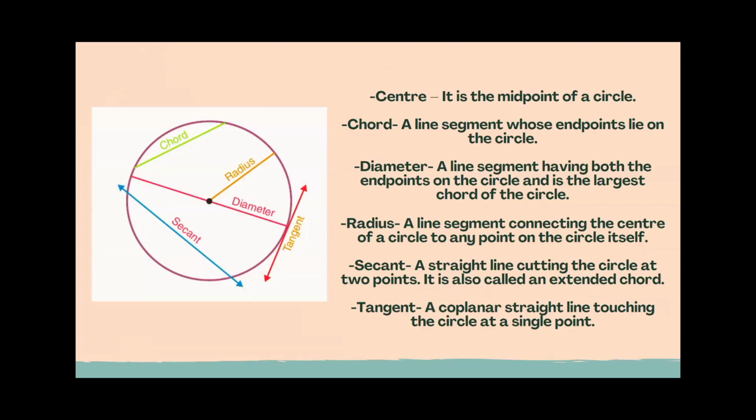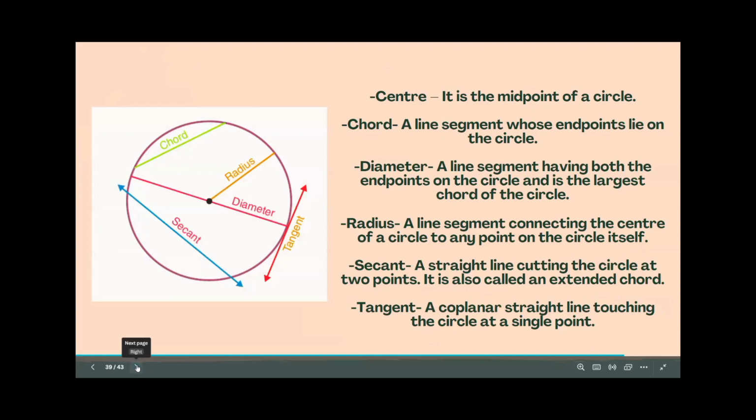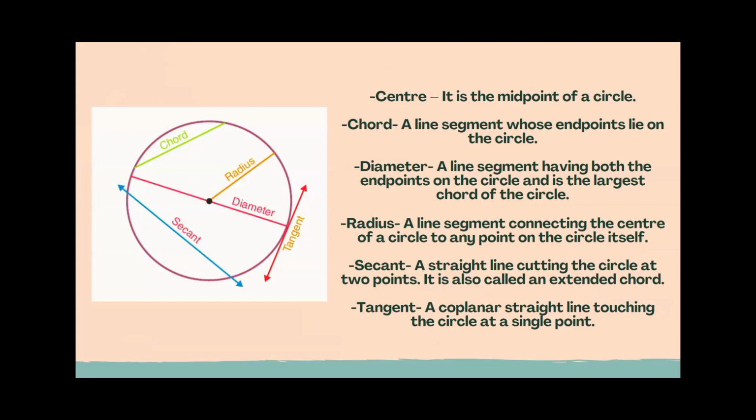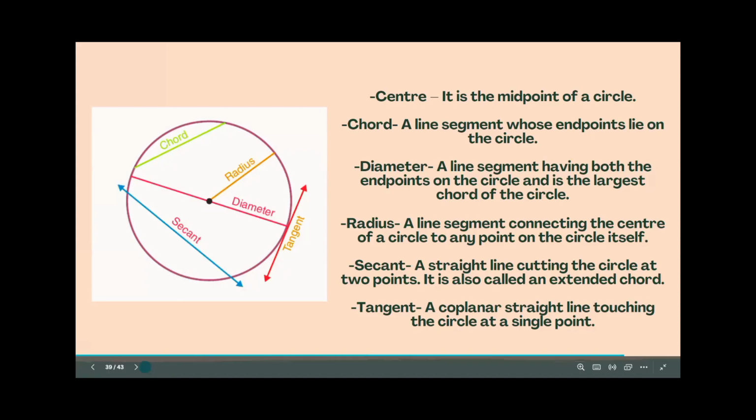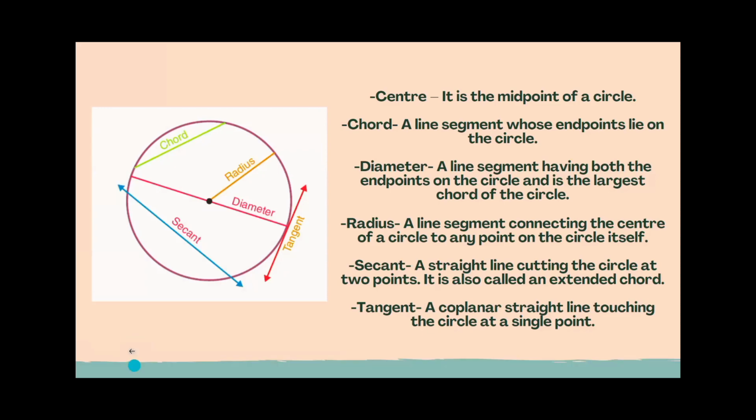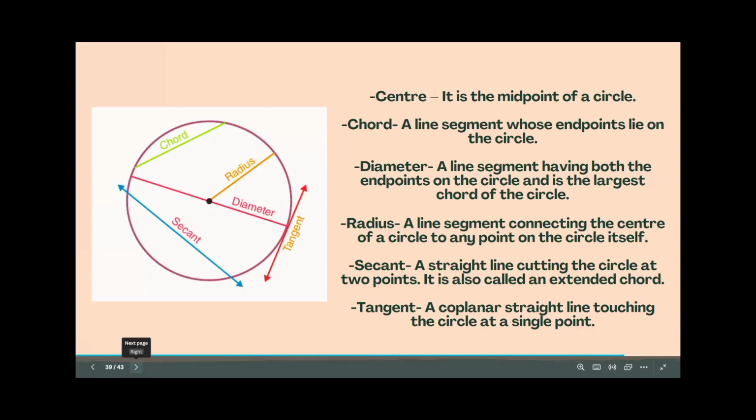Center, the midpoint of a circle. Chord, a line segment whose endpoints lie on the circle. Diameter, a line segment having both endpoints on the circle, and it is the largest chord of the circle. Radius, a line segment connecting the center of a circle to any point on the circle itself. Secant, a straight line cutting the circle at 2 points. It is also called an extended chord. Tangent, a coplanar straight line touching the circle at a single point.